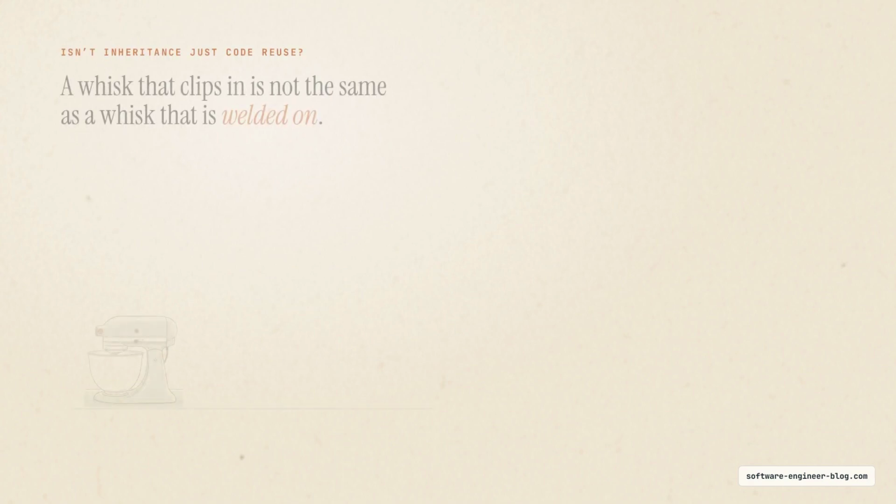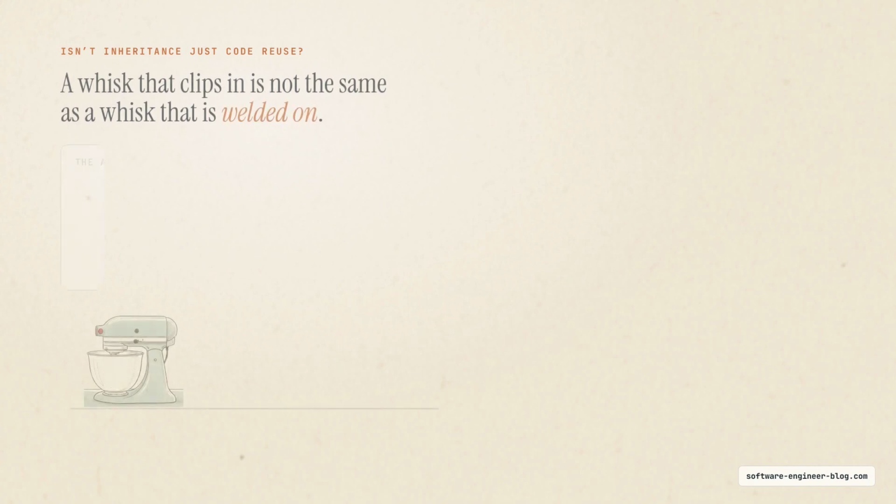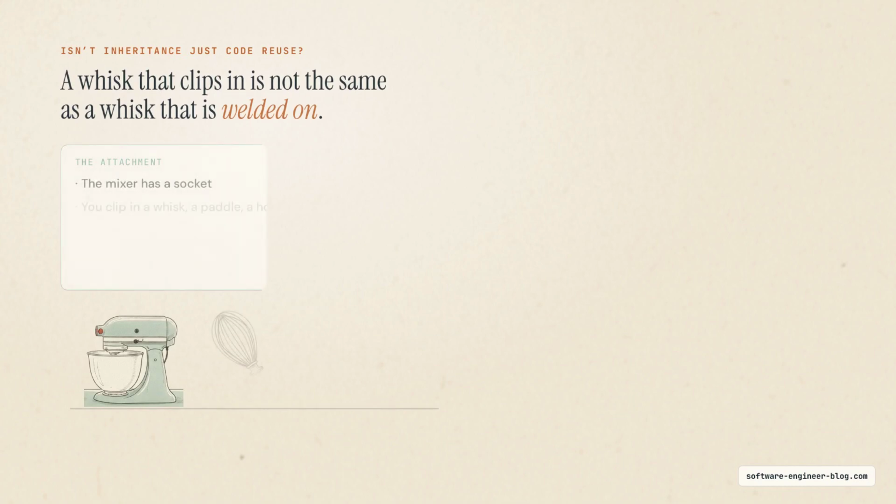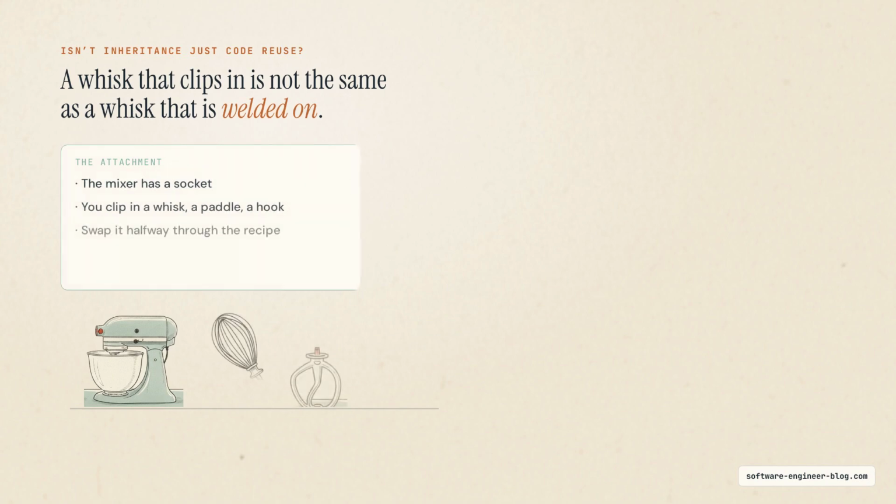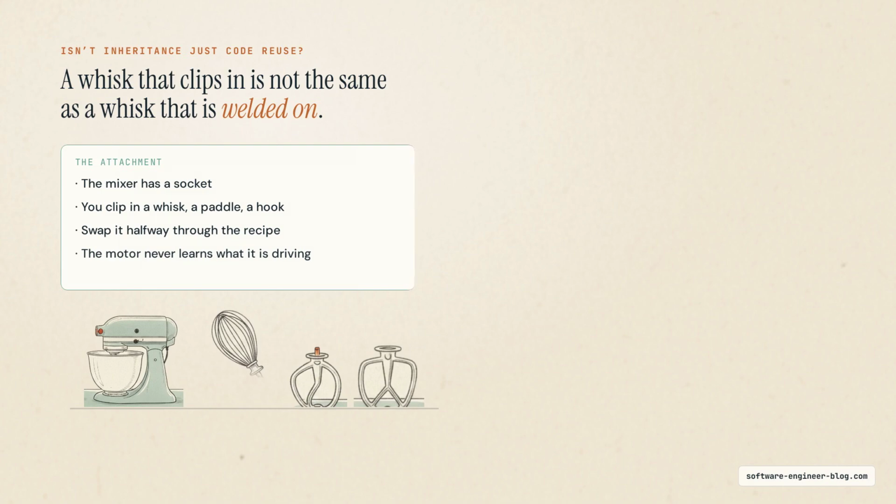Most people are taught that inheritance is a way to reuse code, and they stop there. So think about a kitchen mixer. A good mixer has a socket on the front. You clip in a whisk for cream. You unclip it and clip in a dough hook for bread, a flat paddle for cake mix. The motor spins. It has no idea what it is turning. You choose the attachment at the moment you cook, and you can change it halfway through.